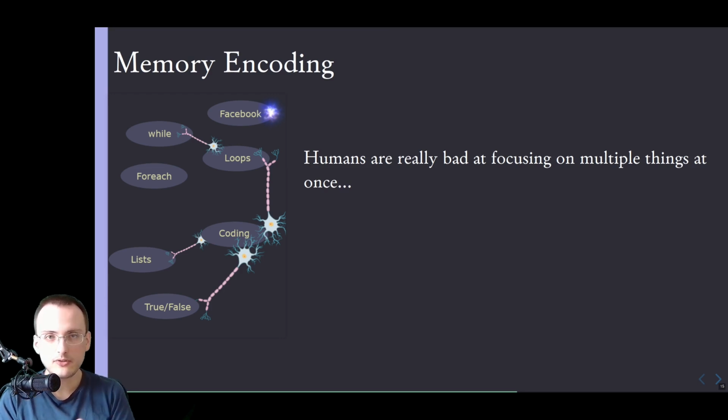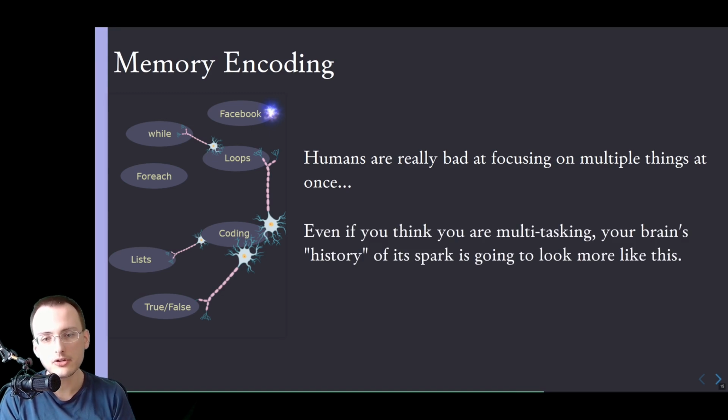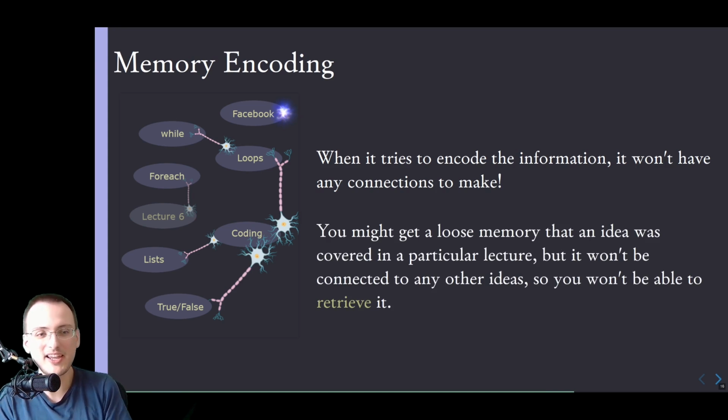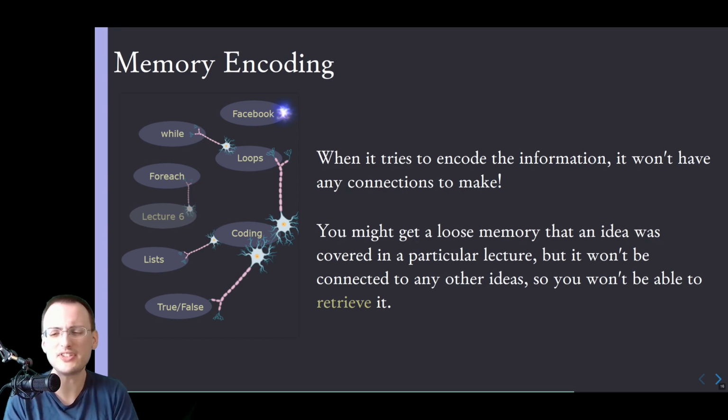If you're doing 2 things at once while you're trying to learn, your history in your Spark, your executive function's memory of related concepts, ends up looking a little bit more like this. Even if you do manage to successfully encode a new idea, you're not going to have any connections to make. And you might vaguely remember perhaps the day that a certain thing was covered, saying, oh, for each loops, that was back in lecture 6.